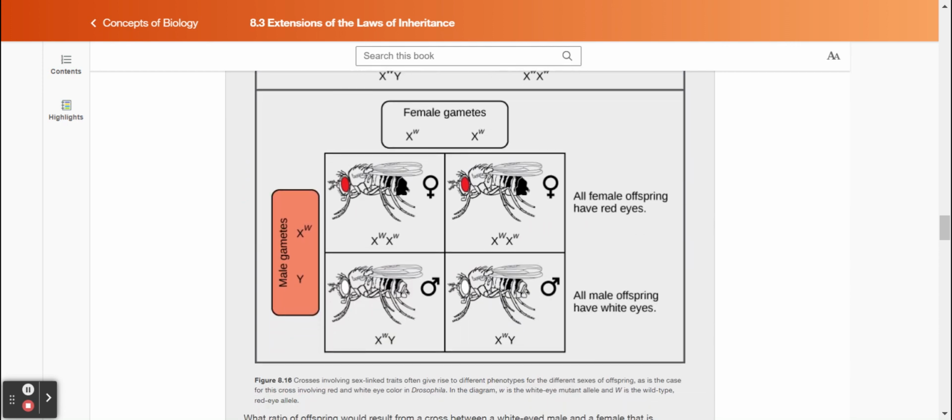Figure 8.16. Crosses involving sex-linked traits often give rise to different phenotypes for the different sexes of offspring, as is the case for this cross involving red and white eye color in Drosophila. In the diagram, recessive is the white eye mutant allele, and dominant is the wild type red eye allele.